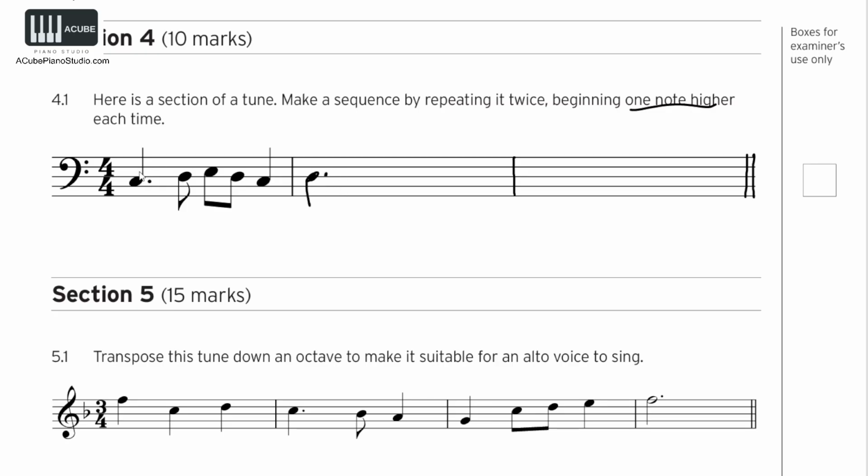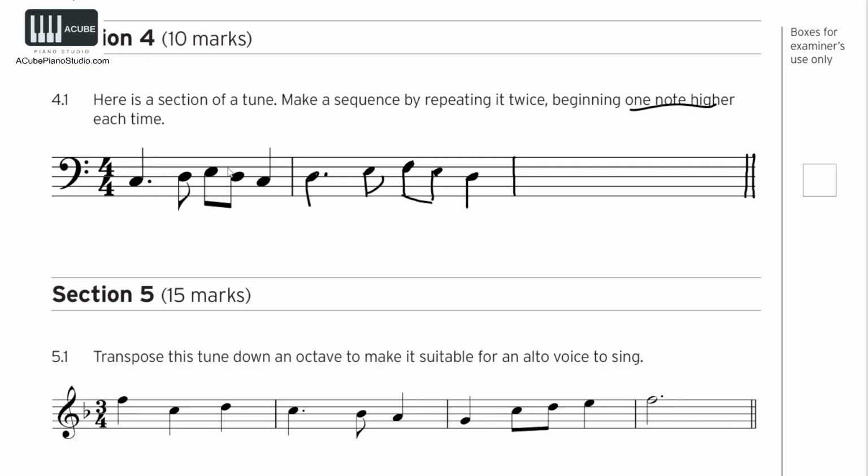This is C, D, E, D, C. So it's C, then it goes up to the next note, D, then it goes to E. Then it goes up another note, from D to E. Here also go up one note. Then it goes down one note. So again, go down one note. This is C here, so go up one note. It should be D.